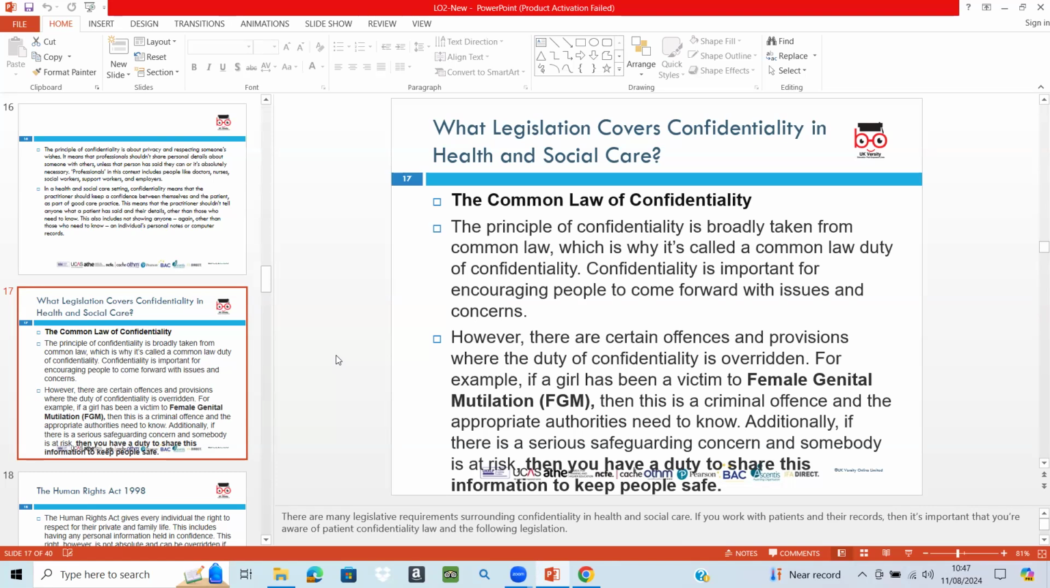Then we have, look, here they have mentioned a few of the bits which are related, they have given us an example. If a girl has been a victim of female genital mutilation, then this is a criminal offense, and the appropriate authorities need to know. So we have to share the information to keep people safe.